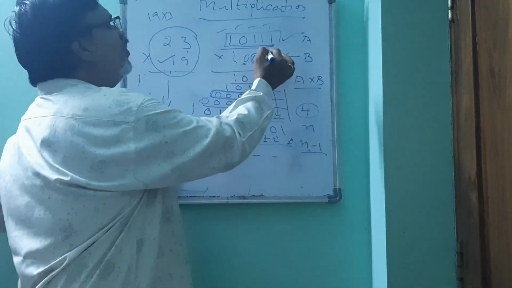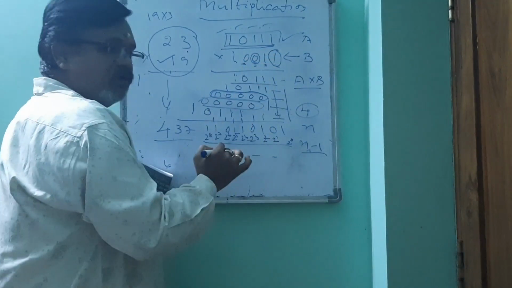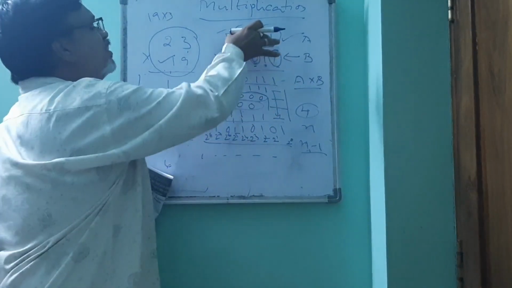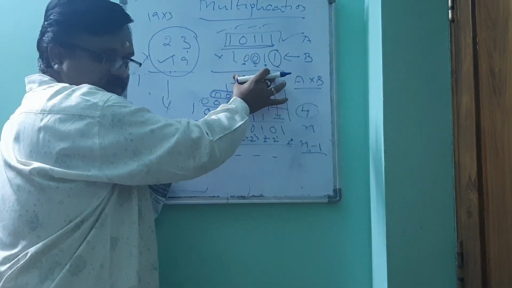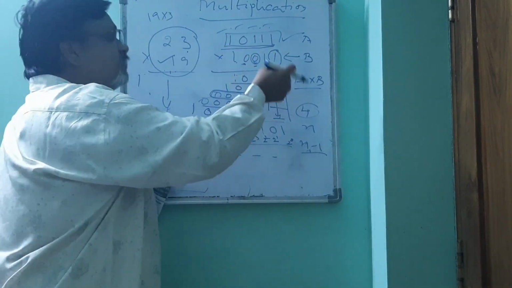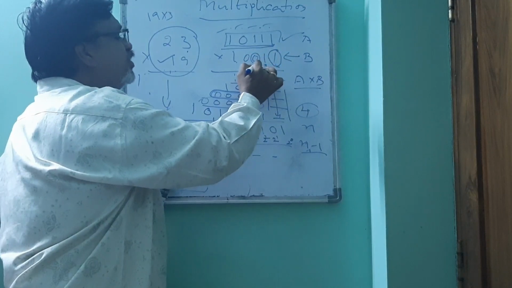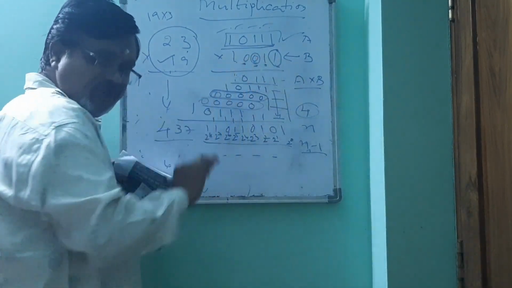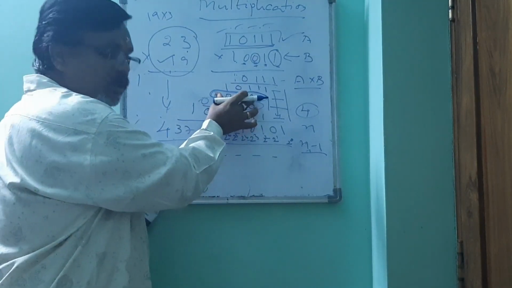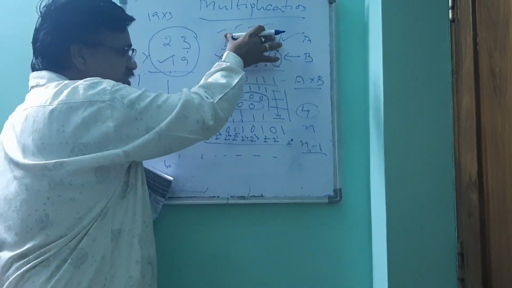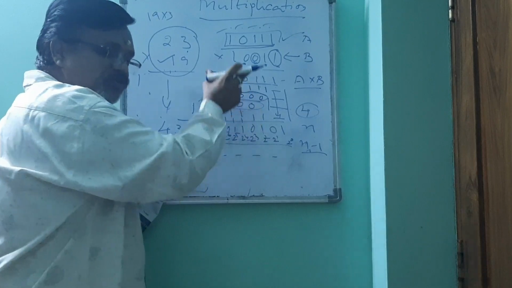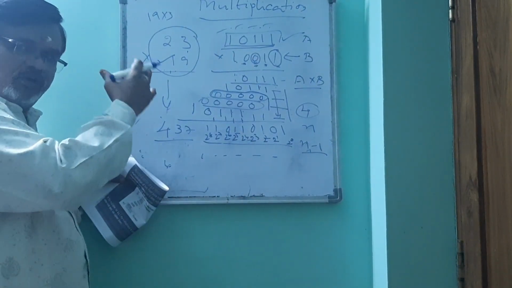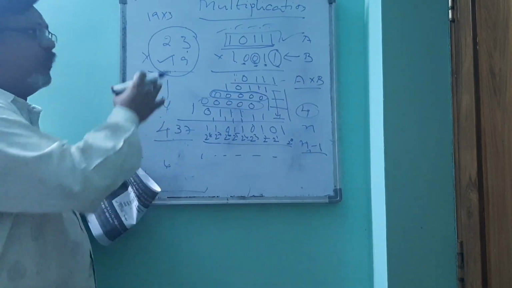Then, if the second value's bit contains 1, you are just writing the first value as it is. Otherwise, if that bit position of the second value is 0, then you are writing all zeros here. How many digits are there? Those many zeros you are writing. So these 2 points are sufficient enough for us now to develop the algorithm for multiplication.